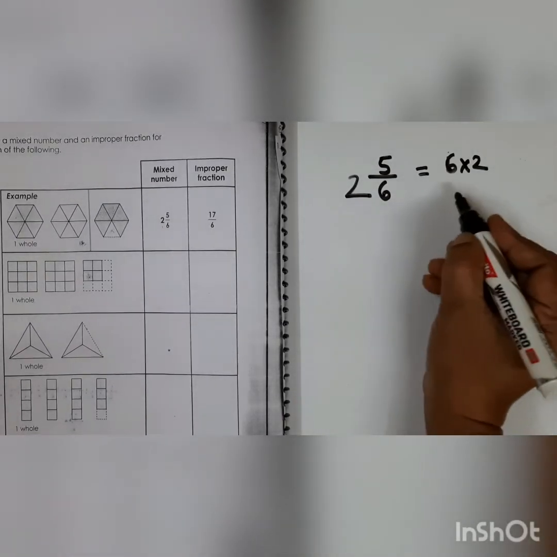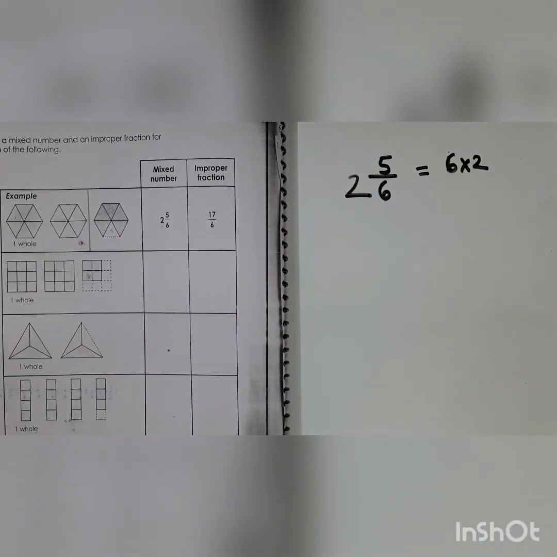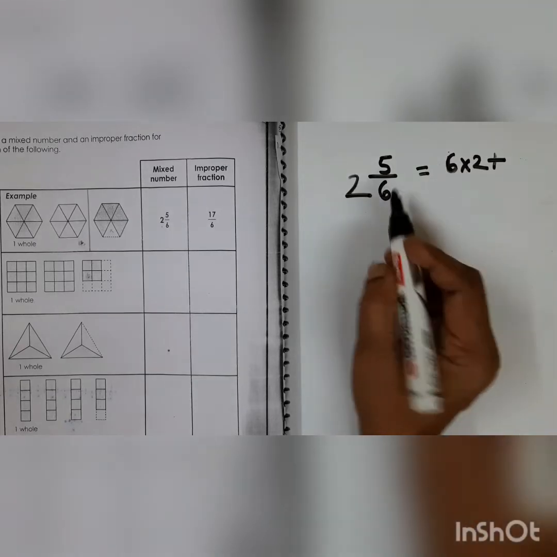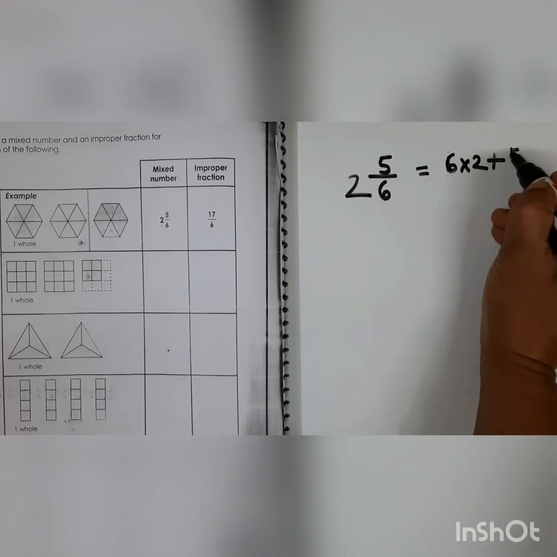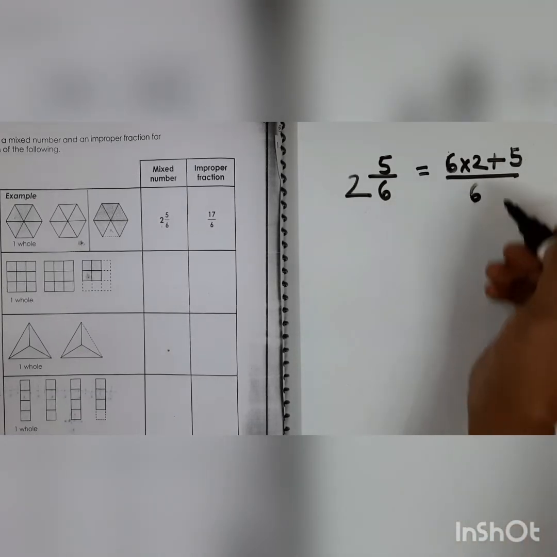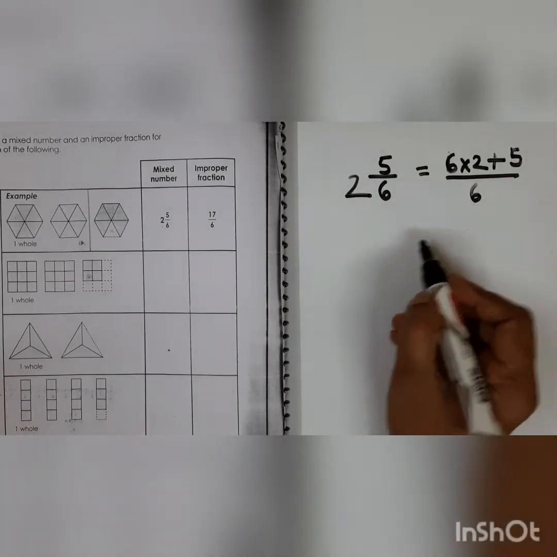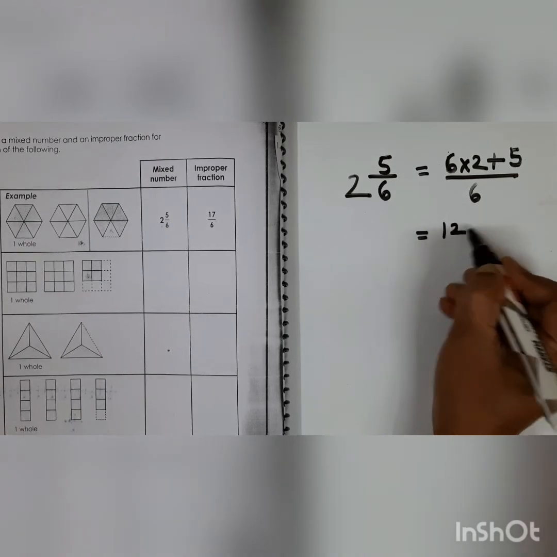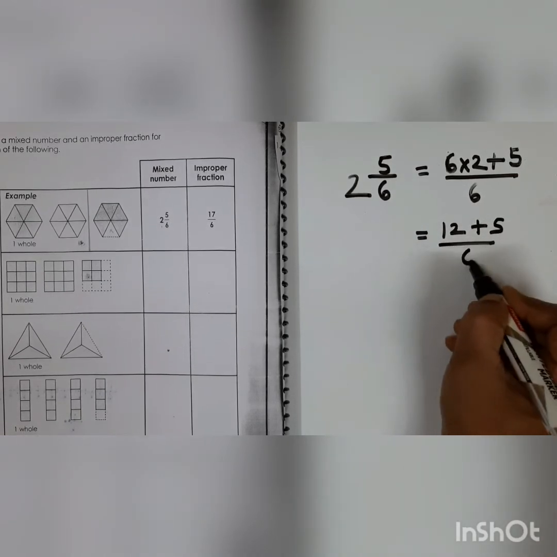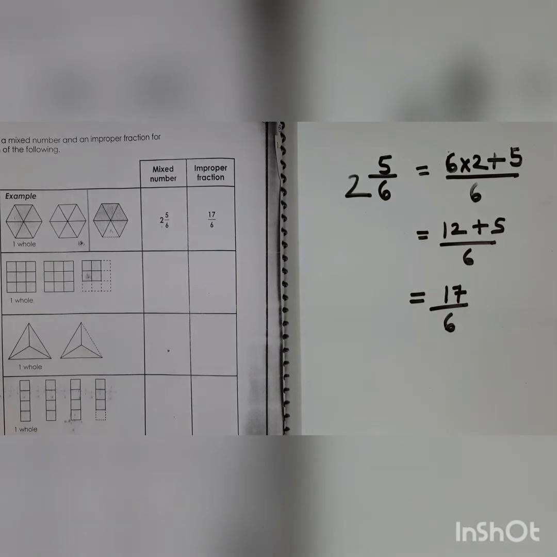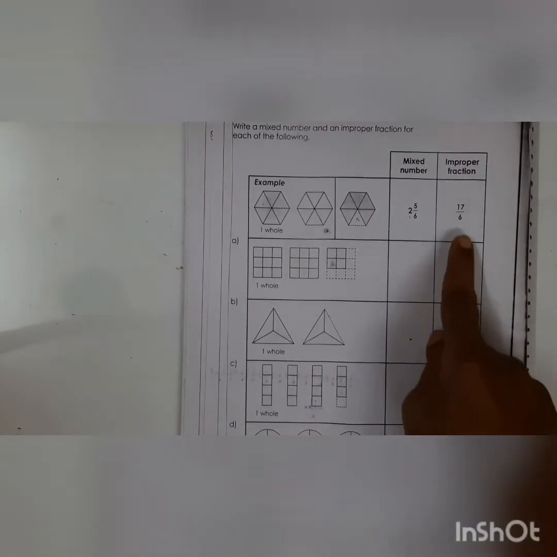And then what is step 2? Add the product to the numerator of the fractional part. This is your product over here, so you add the fractional part. Which is the fractional part? 5. What happens to the denominator, children? It remains unchanged, 6. So now, 6 twos are 12, and add 5 upon 6. What are you getting? 5, 6, 7. So it is 17 upon 6. Check. 17 upon 6. Right?